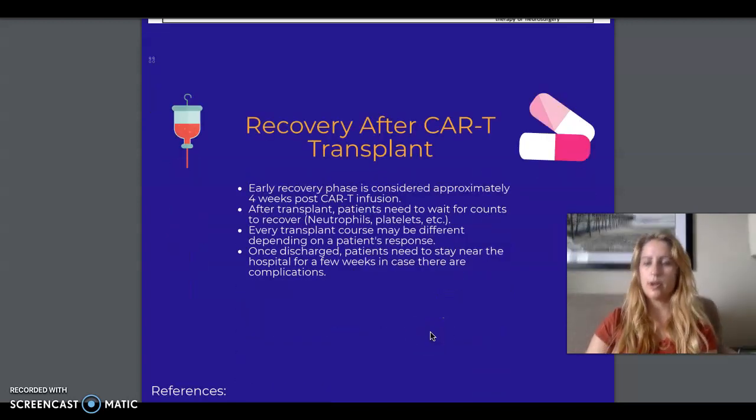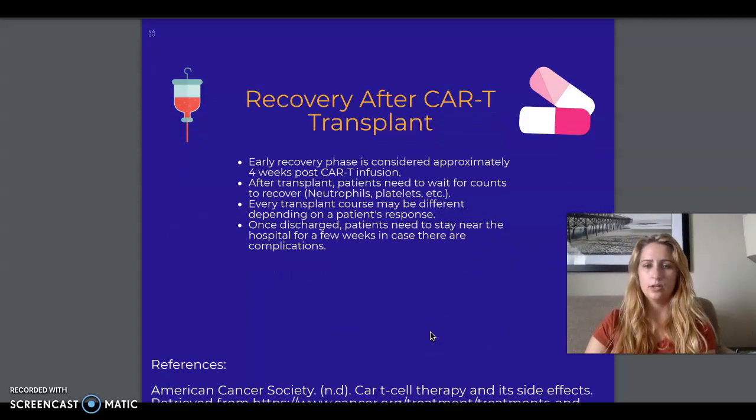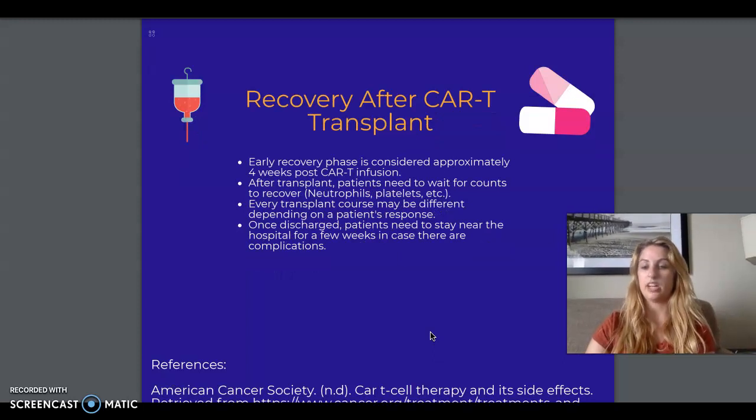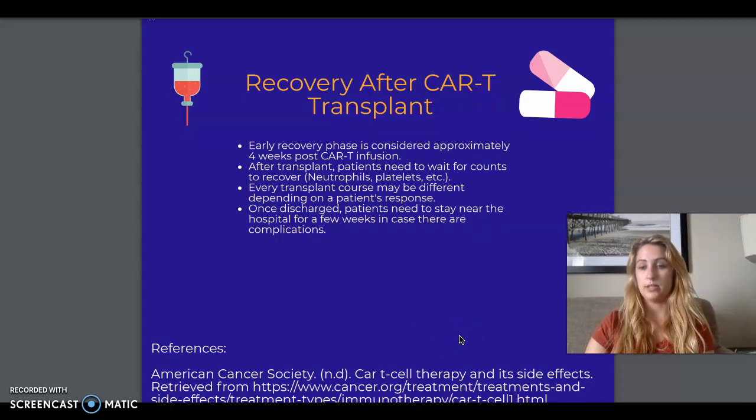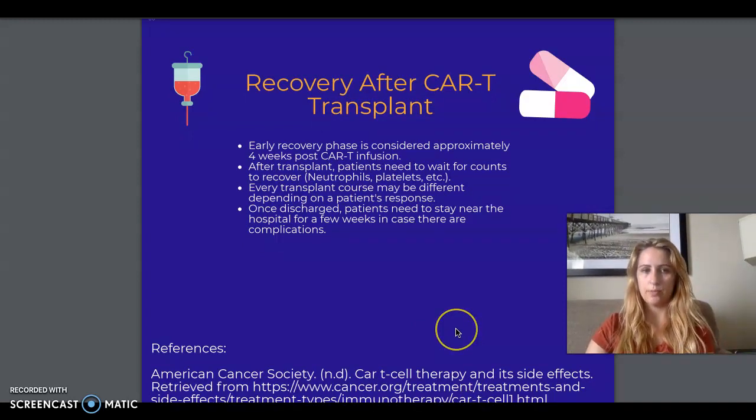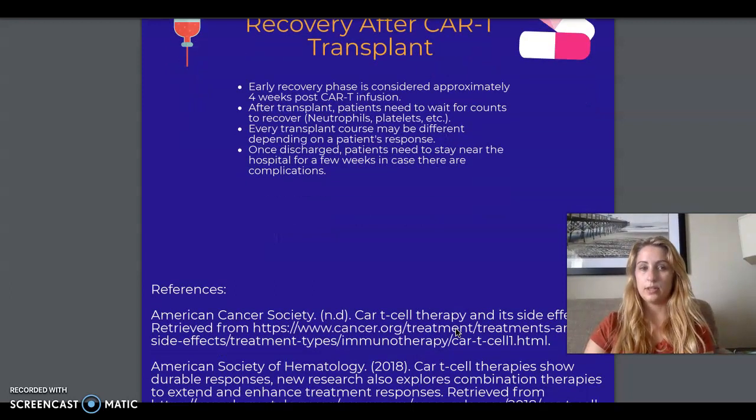We also talk about recovery after CAR T transplant. There's more of an acute recovery versus a long-term recovery. It all depends on the length of time it takes your immune system to recover as well. So these are some of the things we go over.